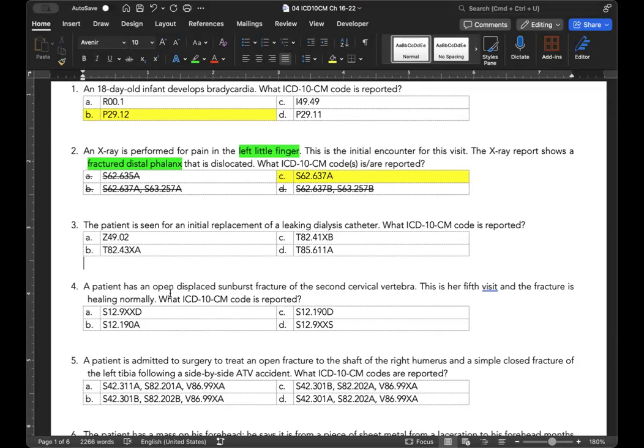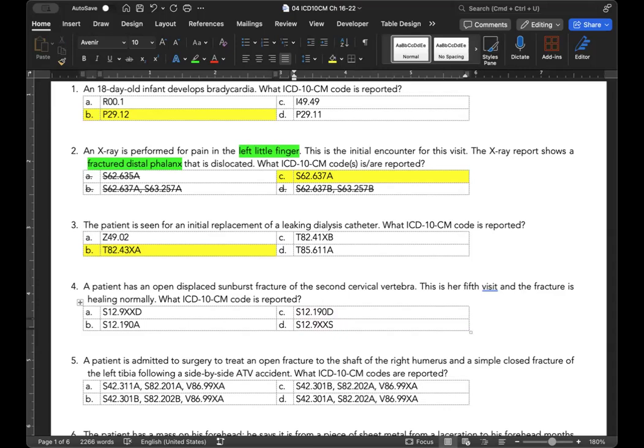Okay. So Tansy says the T82.43. Zinnia says the leakage one, so that's the 43. Okay. Does everybody agree that T82.43? Anybody think differently? Yep. And then our A for the initial encounter. So any questions on that one that you guys can think of?